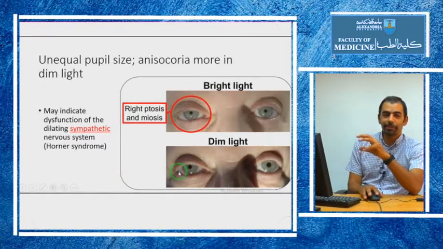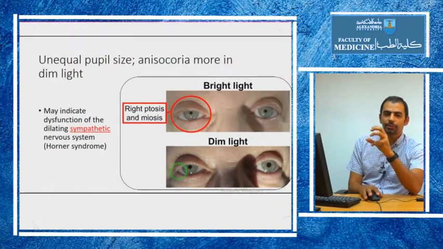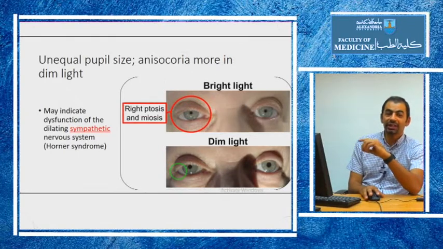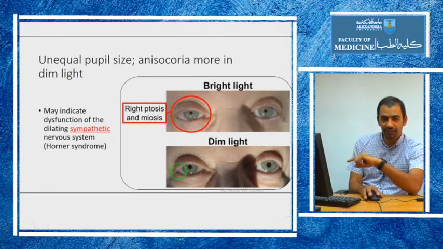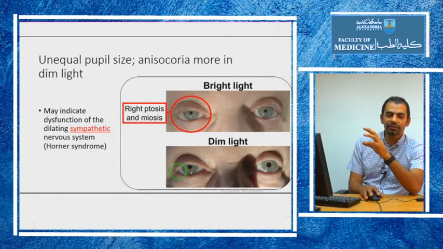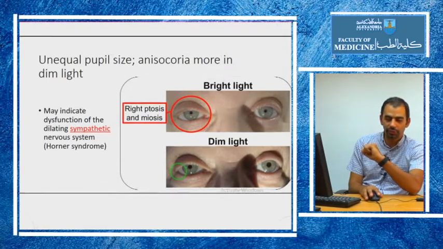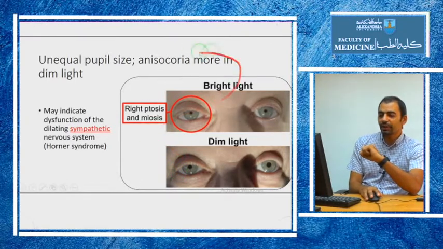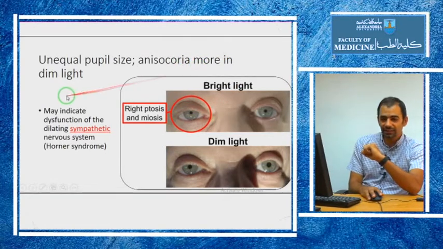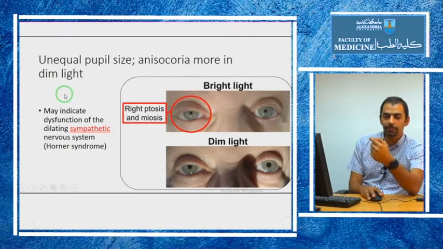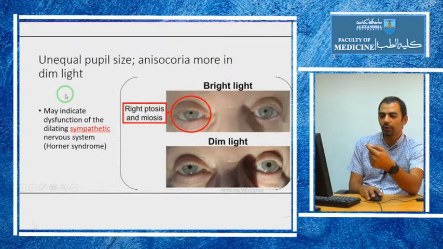So when we have a patient with unequal pupil size or anisocoria, it's important to determine whether the anisocoria is worse in dark conditions or in bright light conditions, because there are various causes for both of those. For cases that become worse in dim light, we should think about a problem in the sympathetic outflow to the eye, or what we call Horner syndrome.